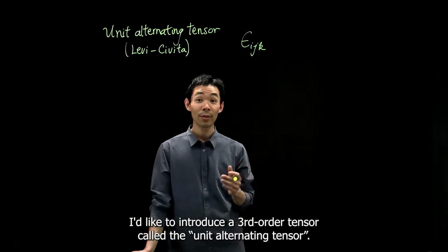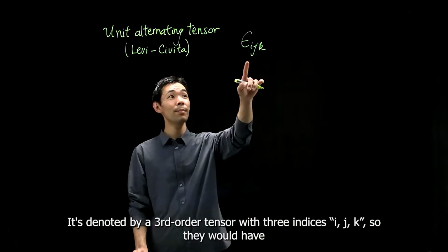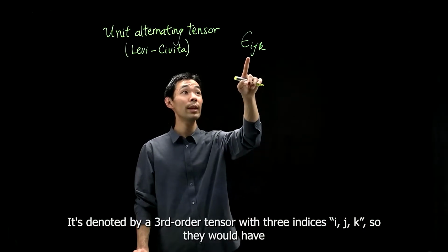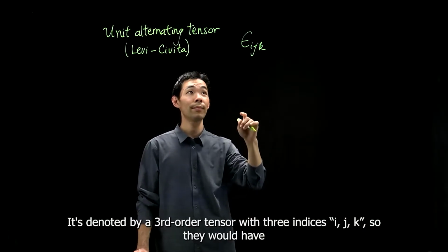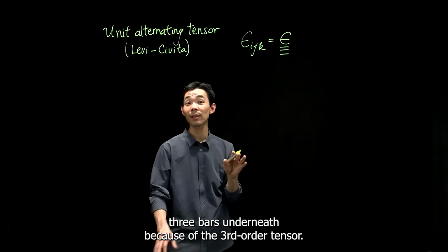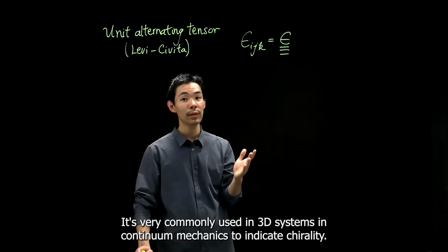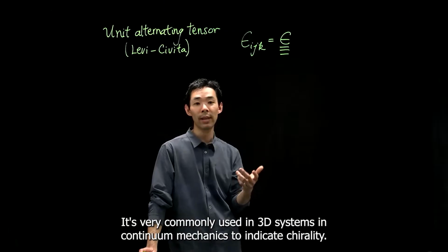At this stage, I'd like to introduce a third order tensor called the unit alternating tensor. It's denoted by a third order tensor with 3 indices, i, j, and k. So it would have 3 bars underneath because it's a third order tensor. It's very commonly used in 3-dimensional systems in continuum mechanics to indicate chirality.